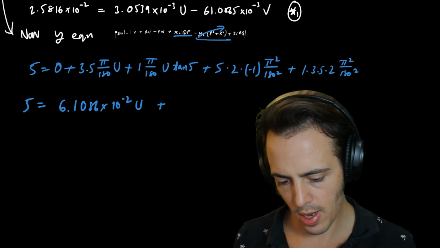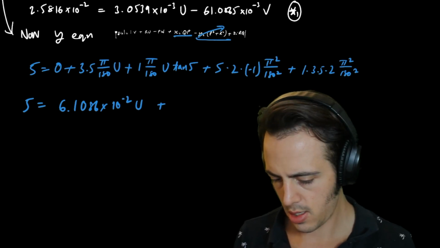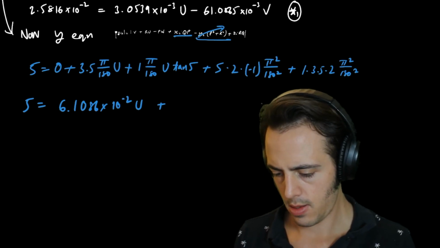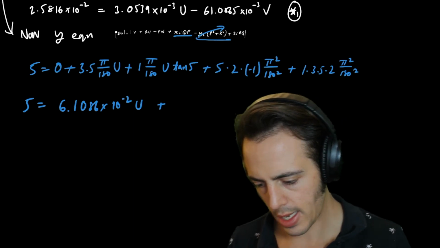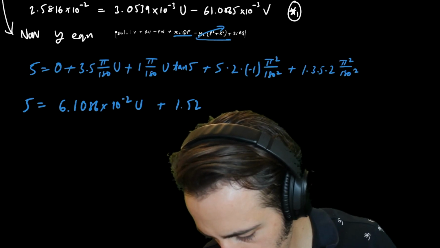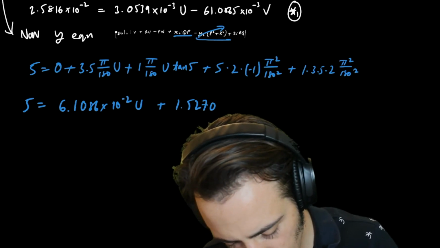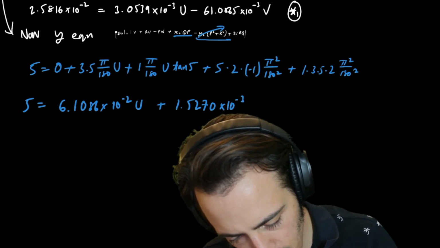pi divided by 180 multiplied by tan of 5. Nope, let's do it again. Pi divided by 180. That gives me 1.5270 times 10 to the minus 3 u.